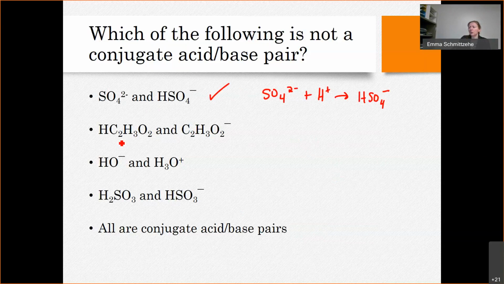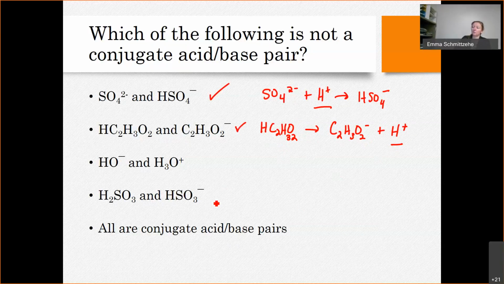Then we have HC2H3O2 and C2H3O2 minus. And so that substance, if you took that and took away a proton, okay, you would get C2H3O2 minus. And so that plus H plus, right? So you take that anion, add H plus, you would get that neutral substance, right? So those also differ by an H plus, okay? So that is a conjugate acid-base pair.